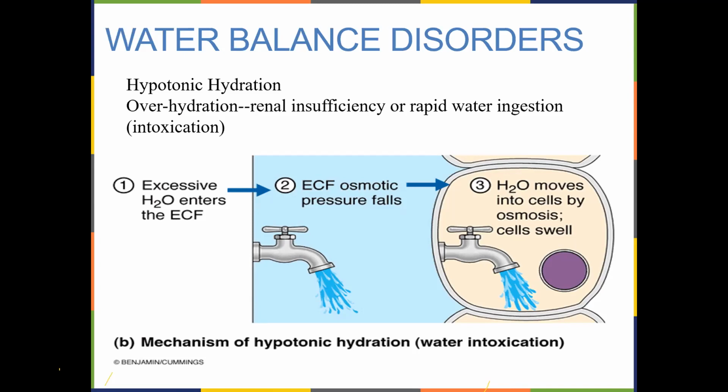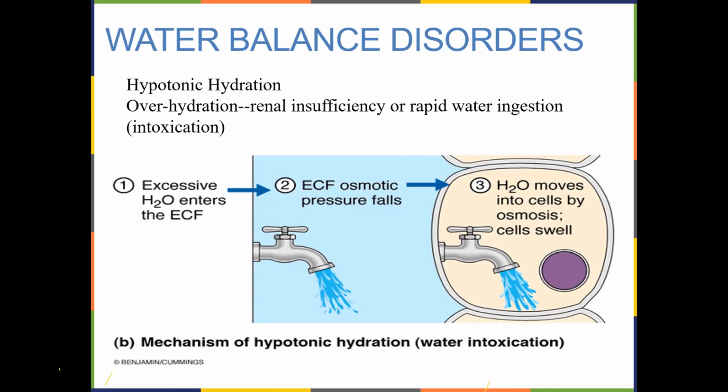Okay. So here we have hypotonic hydration. If we are overhydrated, perhaps our kidneys aren't retaining a lot of water, or perhaps we are taking too much water in. We're intoxicated. Too much water enters the interstitial fluid and dilutes it. The salt percent, the osmotic concentration, drops. Water starts moving into the cells by osmosis. The cells are going to swell up. Red blood cells will pop. They will rupture if they swell up too much.